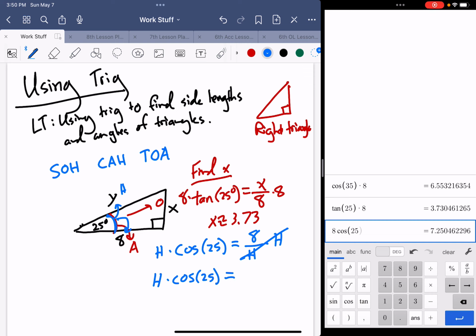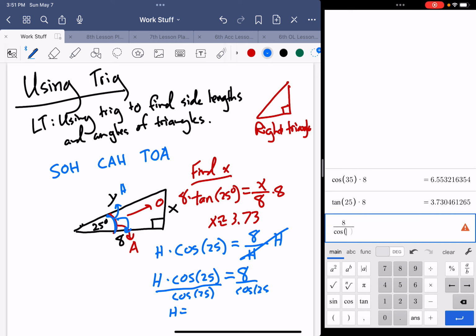Now, the great thing with this is that we just saw that all these cosine, tangent, sine, these things are just numbers. So I can now divide both sides by cosine of 25. So my hypotenuse is going to equal 8 divided by cosine of 25, and that means it is roughly 8.83. And so there I have my missing side length.